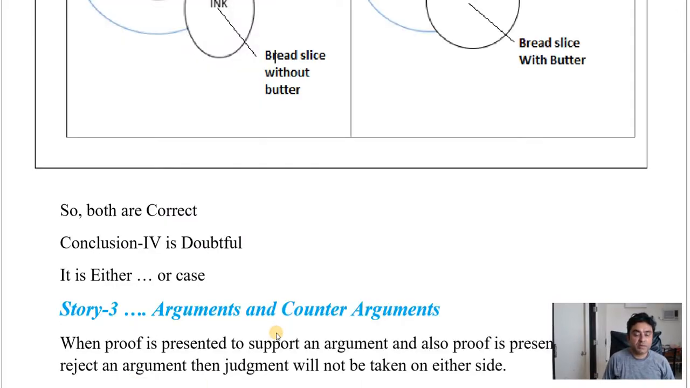Now we are going to start the reasoning, and that too syllogism. We already discussed syllogism through the story method. Today we are going to discuss the same topic, but the method will be different. Here the method we are going to use is the Venn diagram.